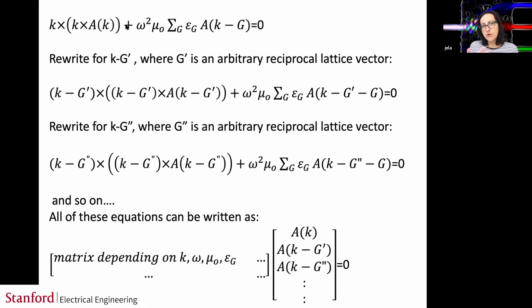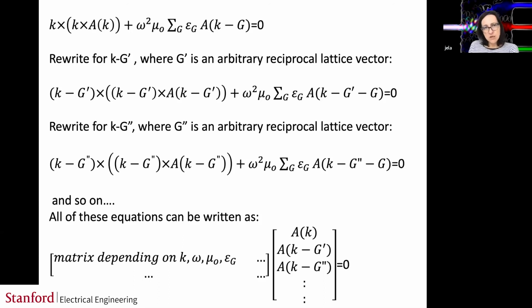Omega is the frequency that you picked when you wrote your wave equation, so we're writing this for a monochromatic wave. You can change omega, going from 0 to infinity, and see if there are solutions for a particular omega and K. And A of K are the coefficients in the Fourier series expansion of the electric field.